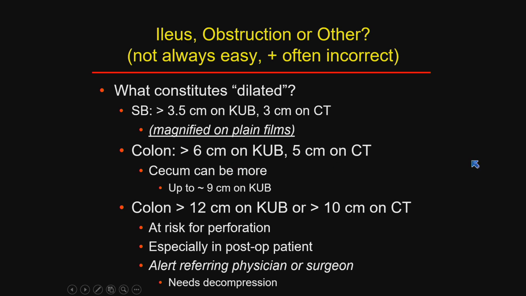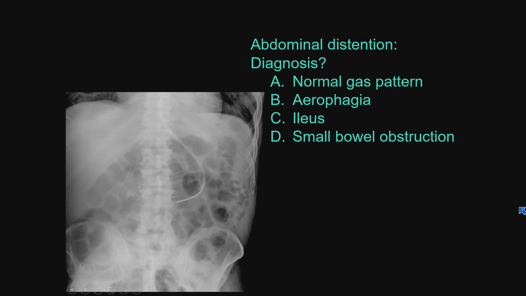Colon, we usually don't see the transverse colon more than 6 centimeters on a KUB, 5 centimeters on CT. Cecum can be up to 9 centimeters on KUB without being too worrisome, but if you see a cecum that is 9 centimeters in diameter on CT, you'd better be worried about significant dilation and possible ischemia. So we're going to talk about this, especially if the dilation is acute and in the post-op patient, something that was called Ogilvie's syndrome way back when. And you really want to alert the referring physician or surgeon for the possible need for decompression.